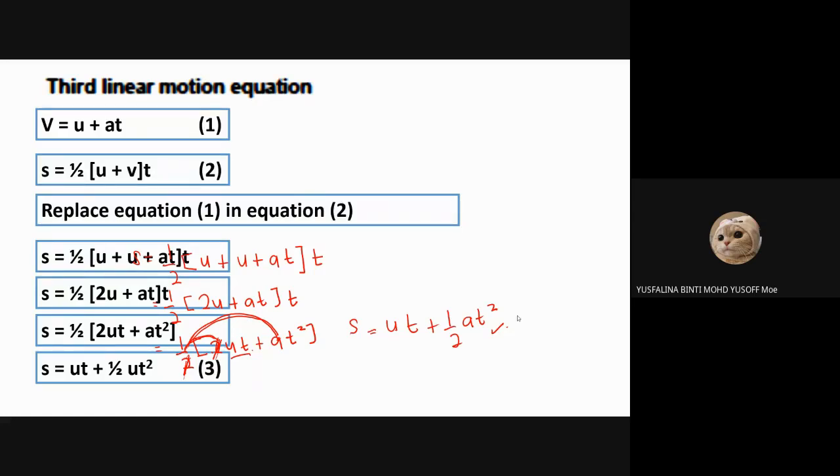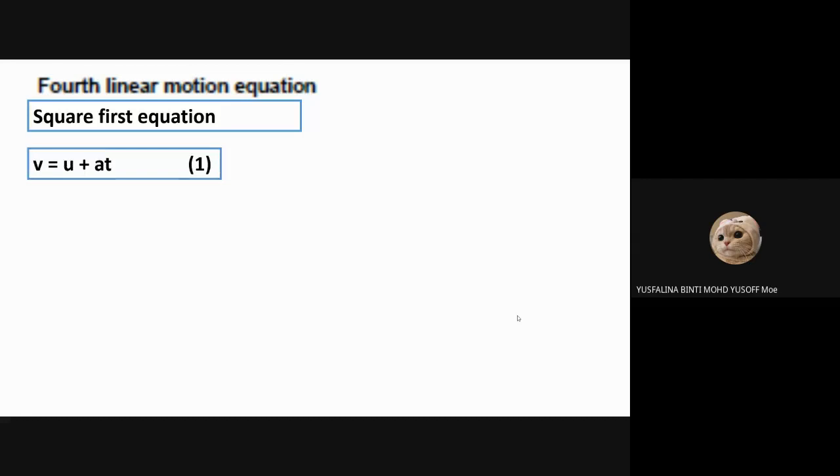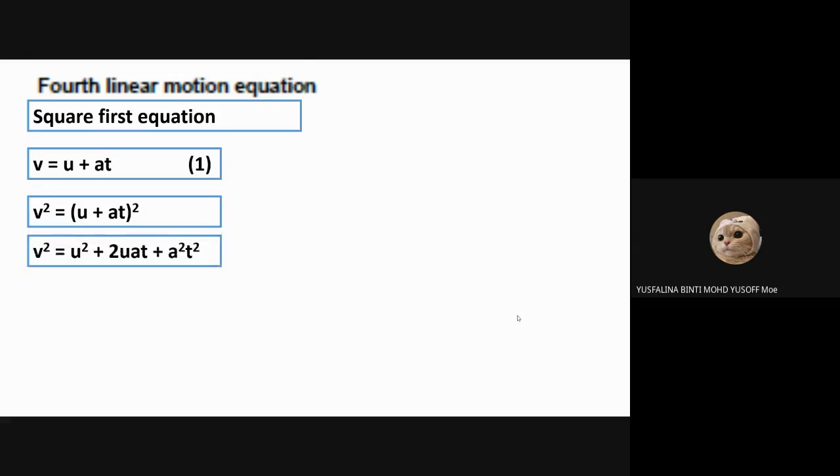And then for the fourth linear equation, square the first equation. So v is equal to u plus at, this is the first equation. You will get v squared equals u plus at, squared. Then you expand the equation, so you will get it like this. Let me show you. U plus at, squared.